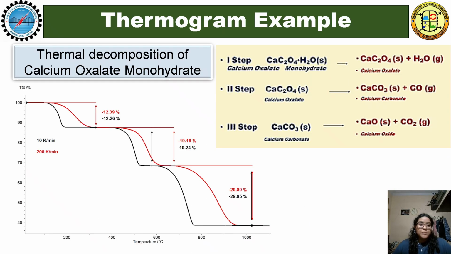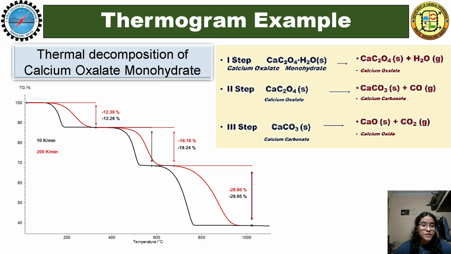So the best example for a thermogram working can be seen by the thermal decomposition of calcium oxalate monohydrate. So this decomposition occurs in three main steps. So calcium oxalate monohydrate is stable up to 100 degrees Celsius. The removal of water begins at 100 degrees Celsius and it gets finished at 226 degrees Celsius.